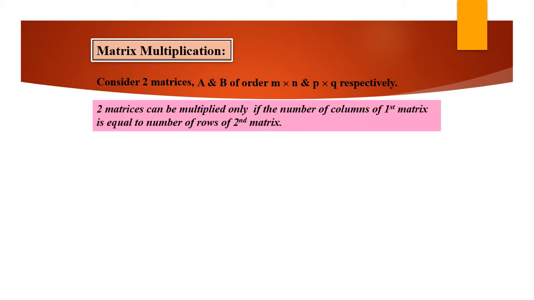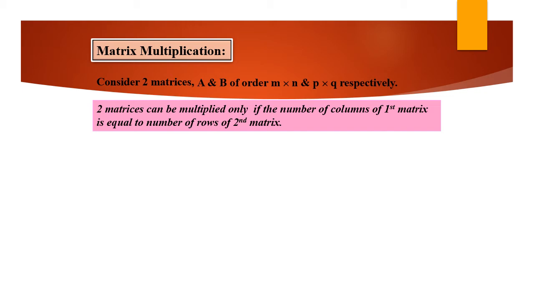So multiplication of matrices. We are considering two matrices A and B of order m cross n and p cross q respectively. Two matrices can be multiplied only if the number of columns of the first matrix is equal to the number of rows of the second matrix. So here we are using a rule called CR rule, that is column of the first must be equal to the rows of the second matrix.